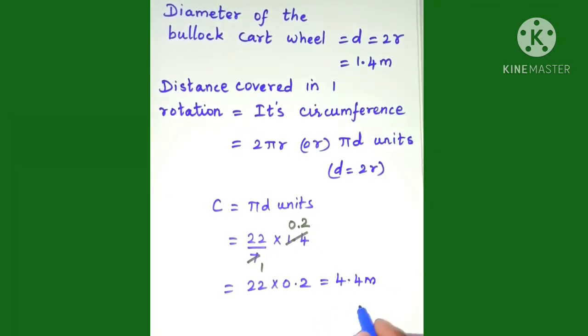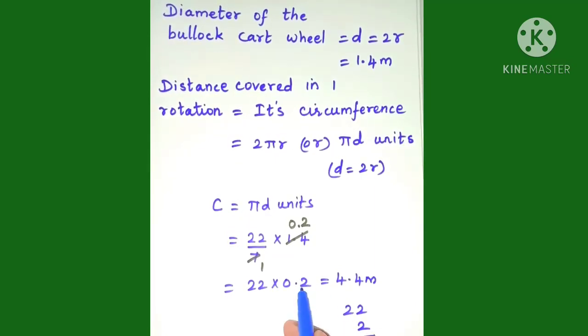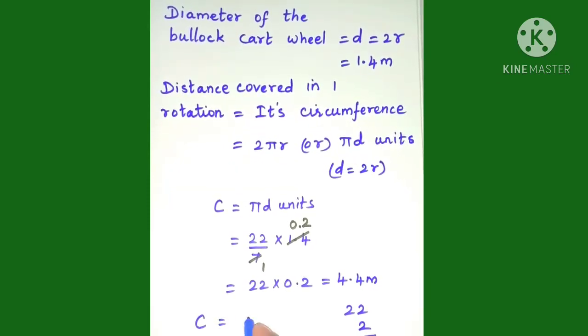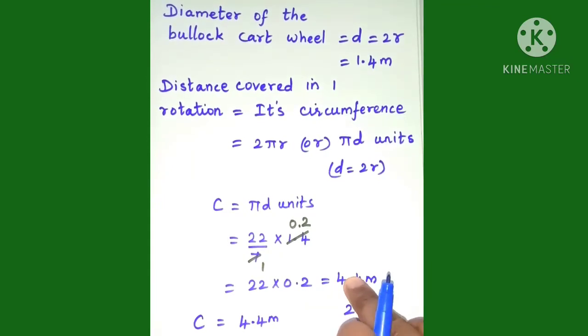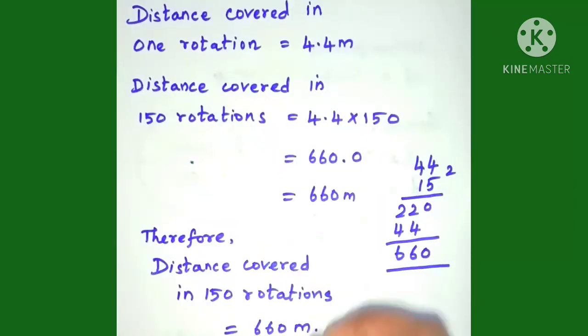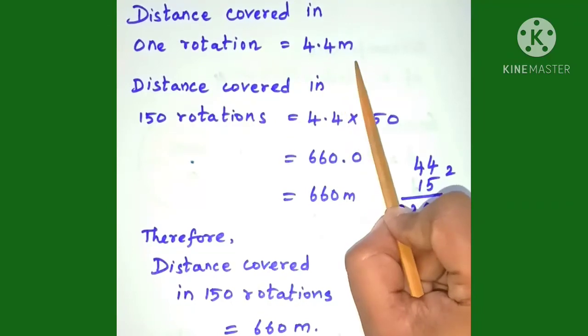So we know how to multiply the decimal values. So multiply 22 and 2. So we get 44 and here there is one digit after the decimal point. So we have to put decimal point before one digit. So 4.4 is the answer. So circumference of the bullock cart wheel in one rotation is 4.4 meter. Students, distance covered in one rotation is 4.4 meter.